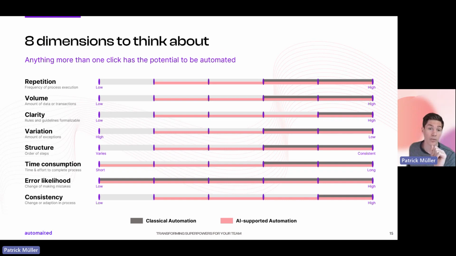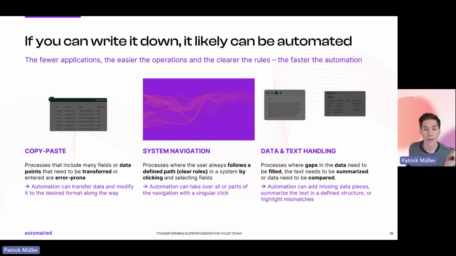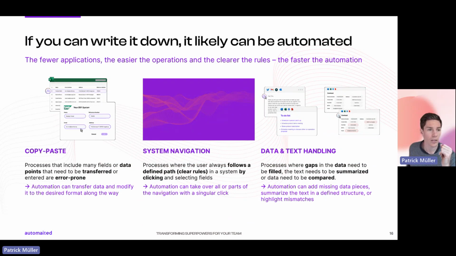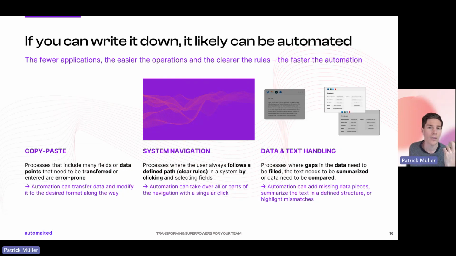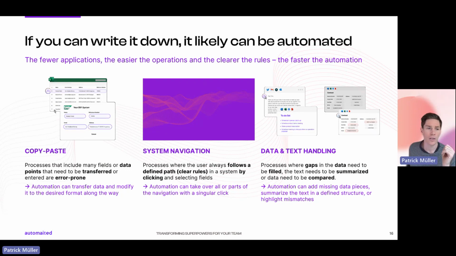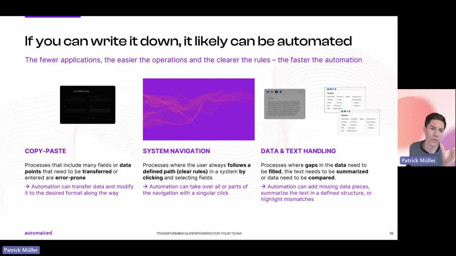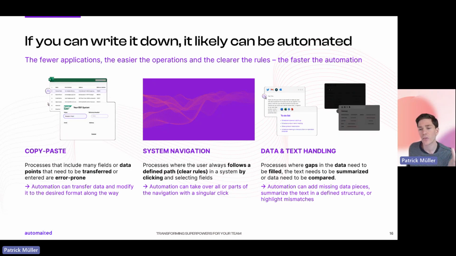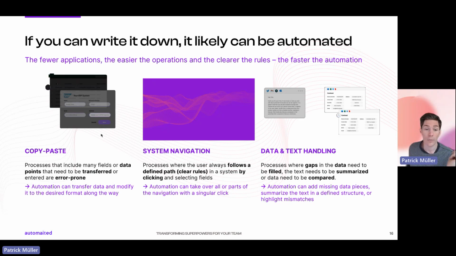So that's a couple of dimensions to think about when thinking about what are good use cases. Next page, and I see that somehow there's an error in this presentation here, but you can think about it like this: if you can write it down, it likely can be automated, right? One thing to think about: the fewer applications you work with, the easier the operations, the clearer the rules, the faster or easier it is to automate something.